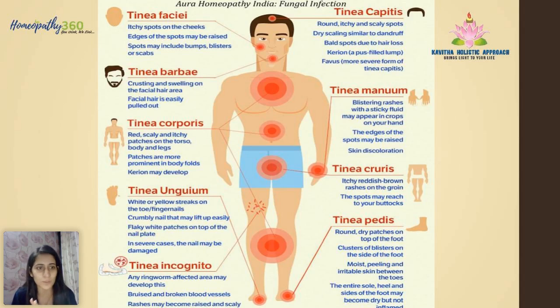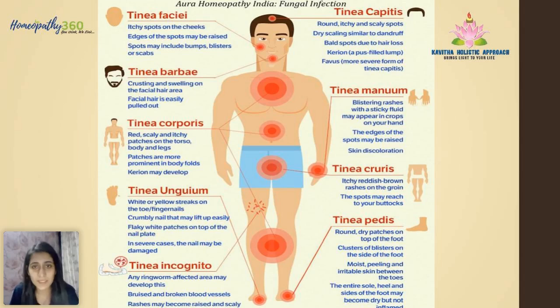And then the tinea corporis, very commonly seen over any part of the body, wherever in the body folds, in the back region, or the axilla region, or trunk, the abdomen part. So there are patches which are prominent, mostly in the body folds. Here also you can see that there may be some eruptions which may occur as pus filled, which is an extreme form of tinea. So you must remember that it may also occur as a pus filled lesion.